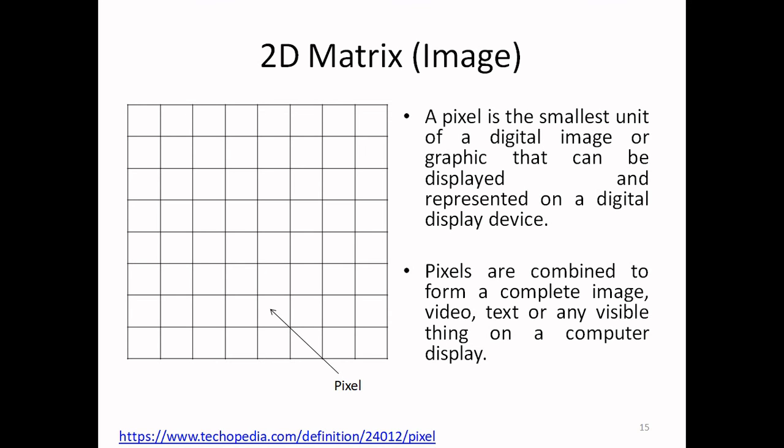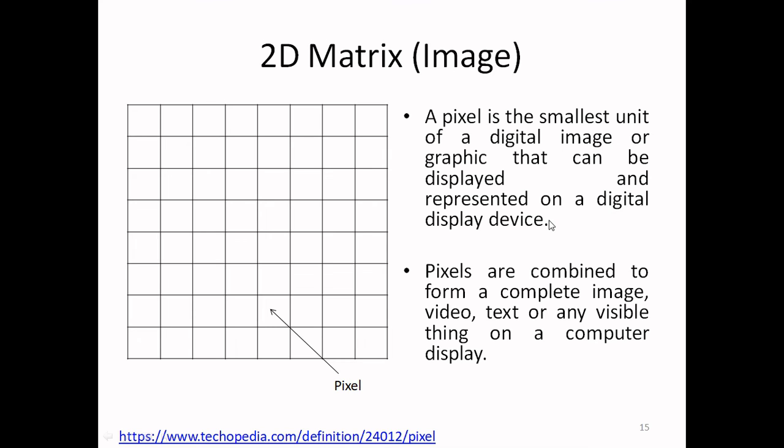First of all, we need to understand what a pixel is. A pixel is the smallest unit of a digital image or a graphic that can be displayed and represented on a digital display device.